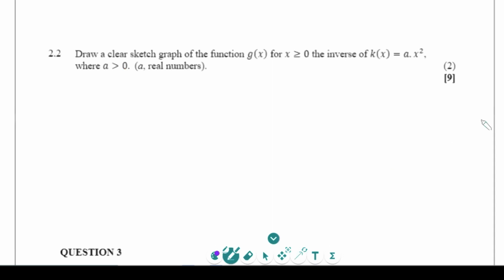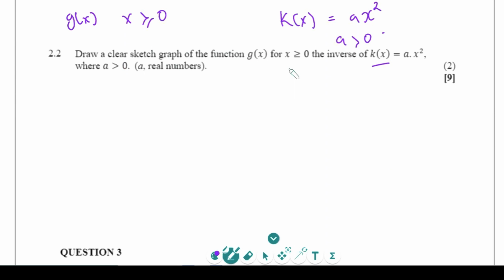Then I need to look at 2.2. They want us to sketch the graph of g, g of x, where x is greater than or equal to 0. And this g of x is the inverse of k of x, that is ax squared, where a is greater than 0. In other words, a is a real number.